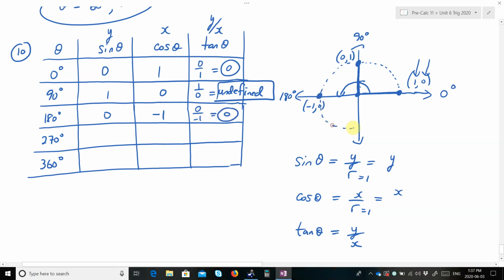And then the point continues along for this whole big angle like that, which is 270 degrees. And the coordinates here are 0 for x, -1 for y. Okay, and so sine of 270 is the y-coordinate, -1. Cos of 270 is the x-coordinate, 0. And tan is y over x, which is undefined.